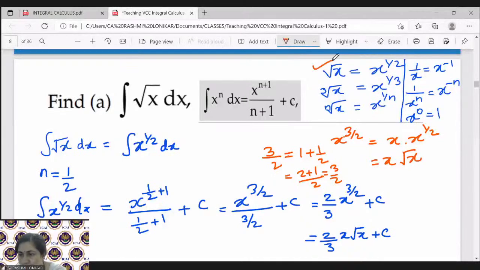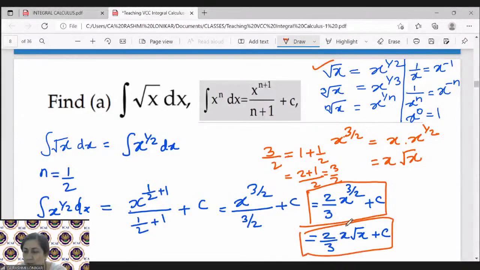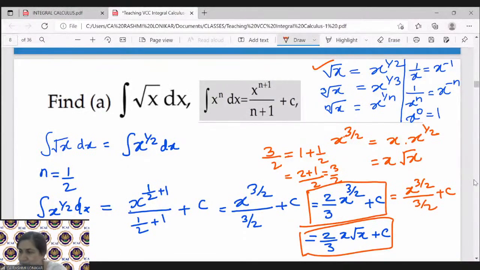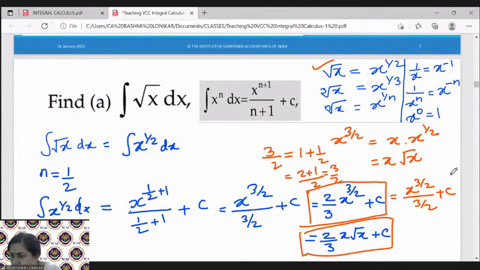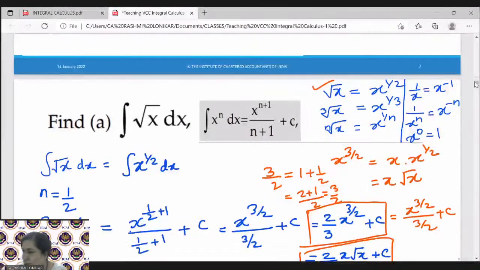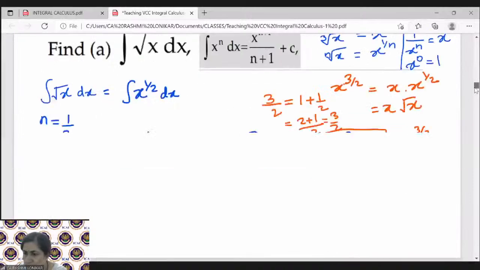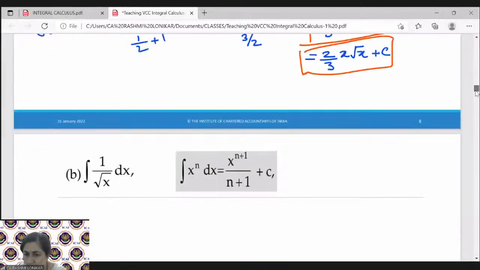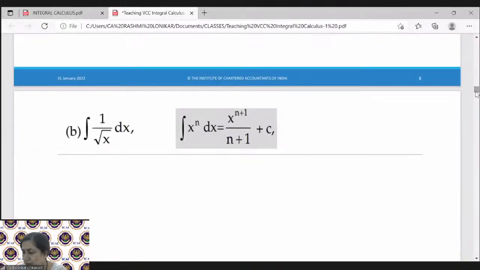Using this, either in the option you may have it this way, or you may have it this way. Or you may even have it as x raised to 3 by 2 upon 3 by 2 plus c. So either of these options you may have. I hope you've understood, because once these concepts are clear, we can go ahead.